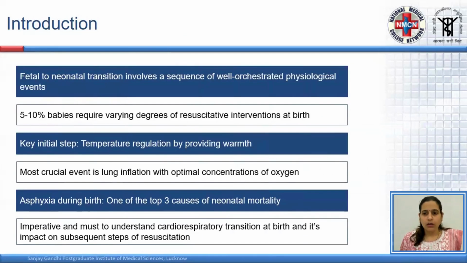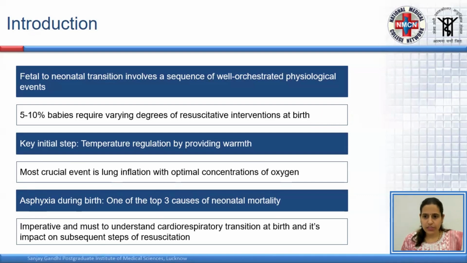So, the transition from fetal to neonatal life involves a sequence of complex, rapid, and well orchestrated physiological events. Most of the babies would be able to make this transition without requiring any assistance, but 5 to 10% of the babies require varying degrees of resuscitative interventions at the time of the birth.